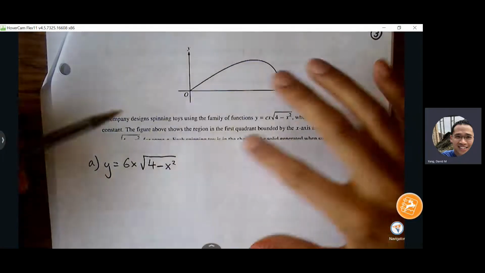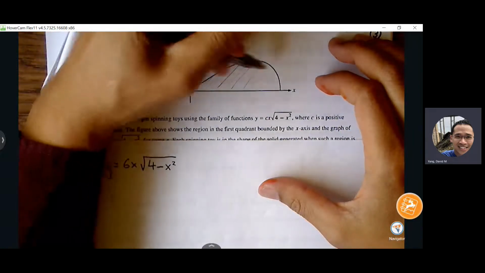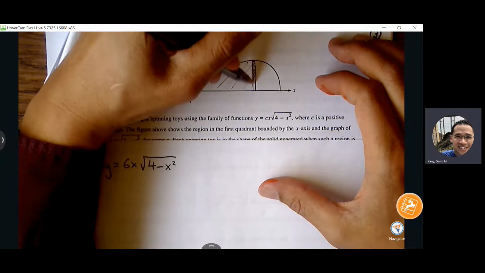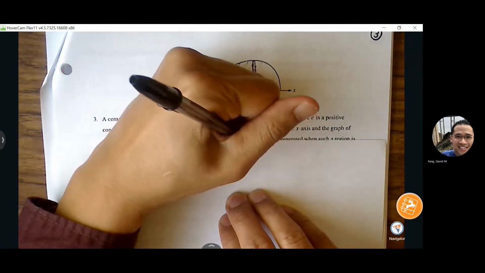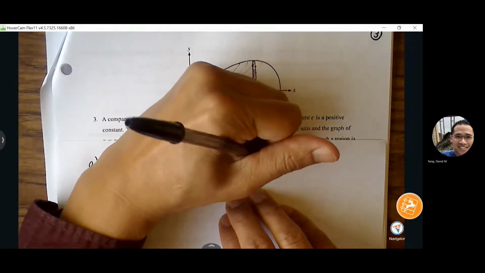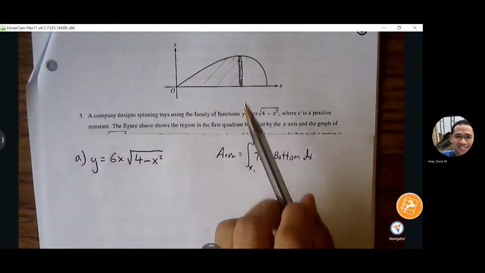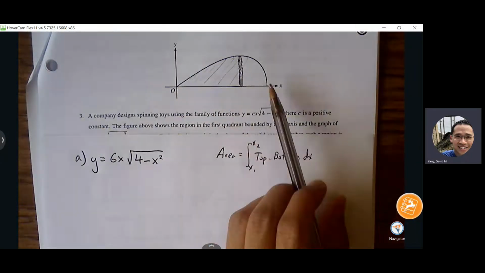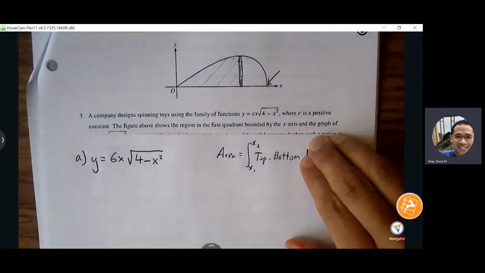It asks us to find the area. So the area, just think of it in terms of top minus bottom, that's the most straightforward one. So top minus bottom. We know the top is the curve. We know the bottom is the x-axis. Here's our formula, top minus bottom. Right, so top is the curve, bottom is the x-axis. What are the bounds going to be? From 0 to this point, right? So how can I find this bound that I need?